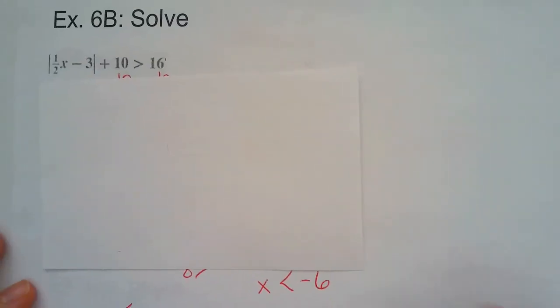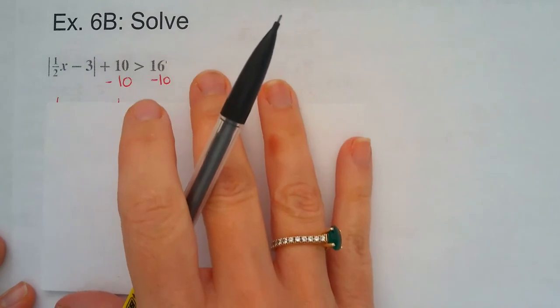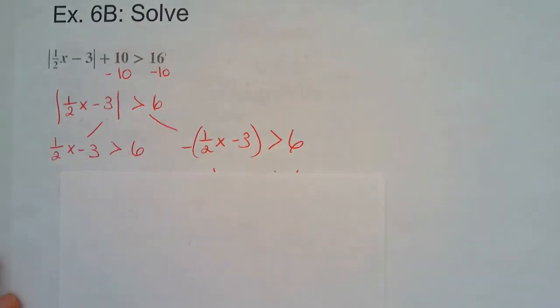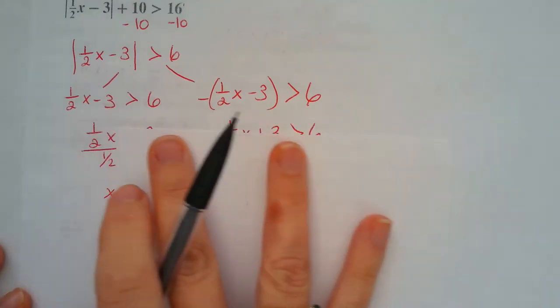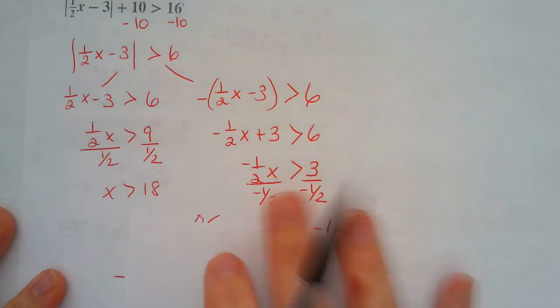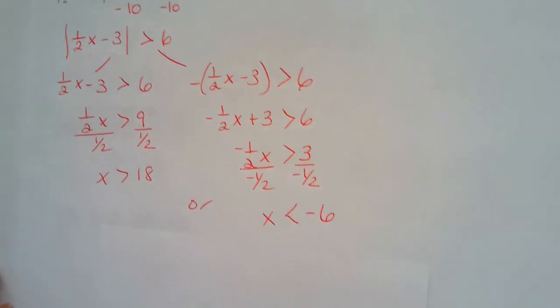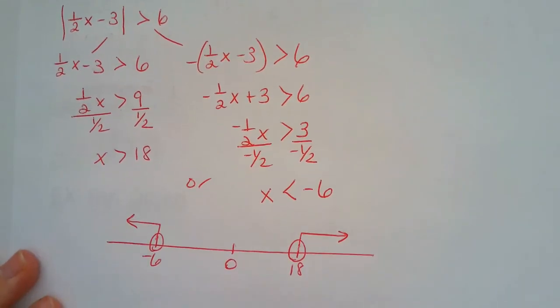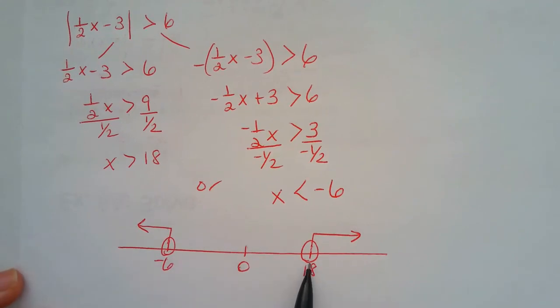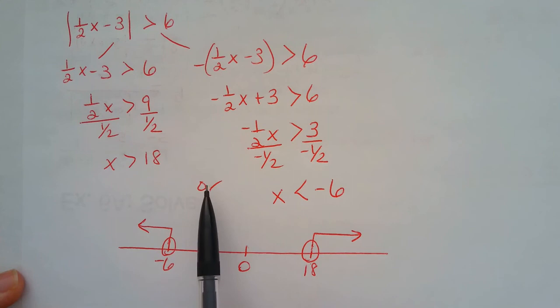So isolate your absolute value, so minus your 10, and then split it into your two cases. Solve on the left, you should have gotten x to be greater than 18. Solve it on the right, you should have gotten x to be less than -6. Once you graph it, you should be able to see you have a gap. So less than -6, greater than 18, and then you have that or in between there because it's a gap.